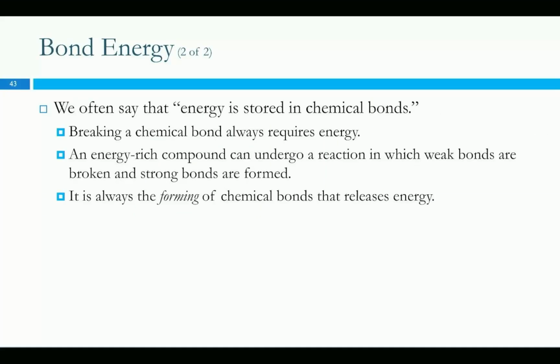Yeah, it's often said that energy is stored in chemical bonds. You might think octane, gasoline, has a lot of stored energy, a lot of chemical potential energy. The potential is not actually in breaking those bonds. We don't get energy out by breaking bonds. We have to put energy in. The potential of those gasoline molecules comes from the fact that when recombined into carbon dioxide and water, that process releases a lot of energy. So it's the forming of the bonds that releases energy.